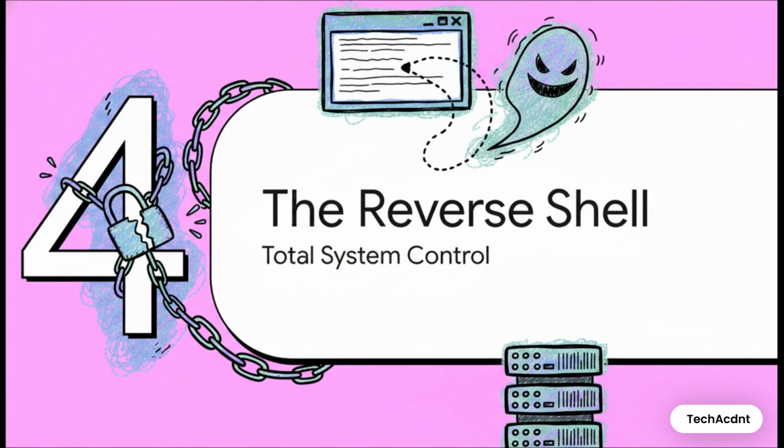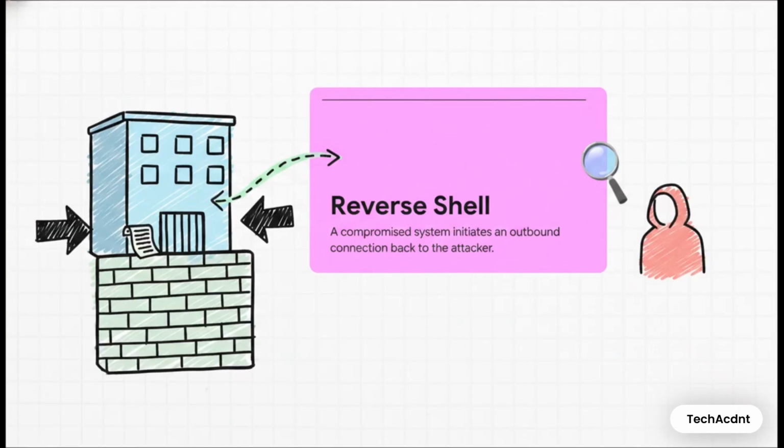Next up, Section 4, establishing a reverse shell, or how to gain total system control. Now, to understand persistent access, we have to define a reverse shell. Normally, you connect to a server, but strict firewalls usually block that inbound traffic. A reverse shell completely flips the script.